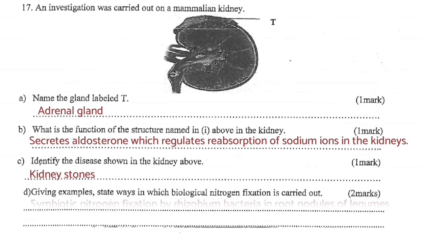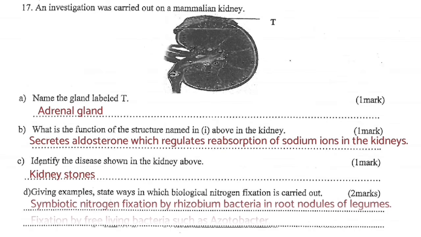Now, biological nitrogen fixation can occur through symbiotic bacteria. These are, for example, the Rhizobium species that are present in the root nodules of leguminous plants. It can also be undertaken by free living bacteria, for example, Azotobacter and Clostridium.